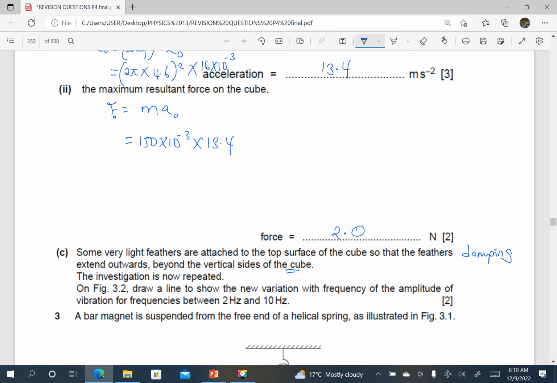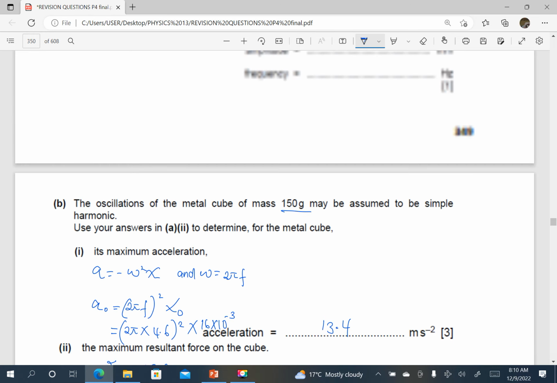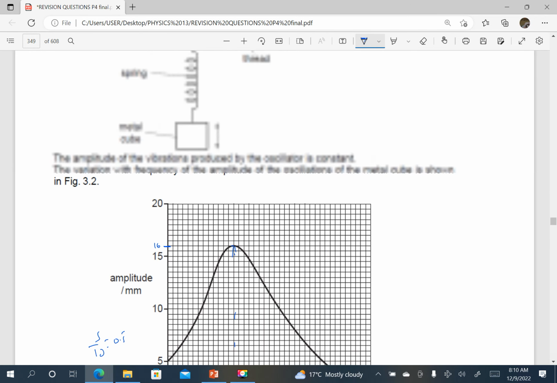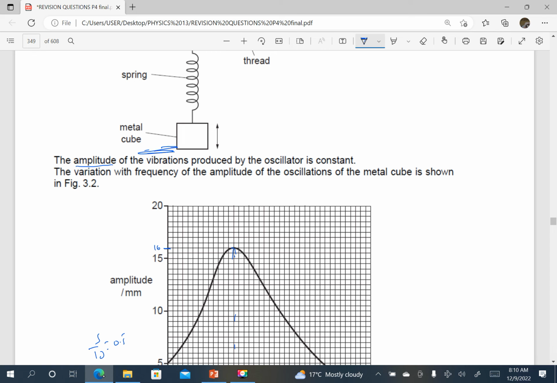Draw a line to show the new variation with the frequency, for frequencies between 2 Hz to 10 Hz. So damping has been increased by attaching feathers on the cube, so that air resistance is increased. So what does that mean? If air resistance is increased, it means the maximum amplitude of vibration for the same range of frequencies decreases. Secondly, because damping has been increased, the natural frequency of vibration of this system has been lowered, so it means the resonant frequency is also going to be lower.